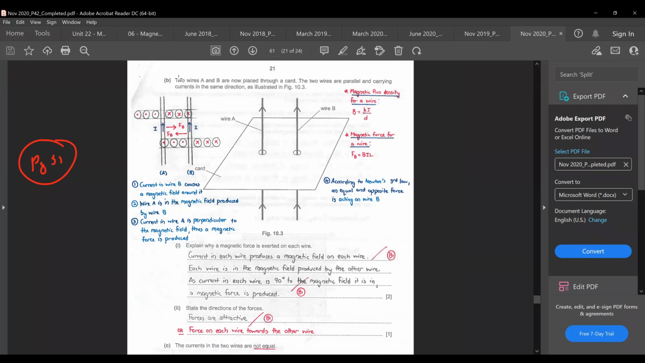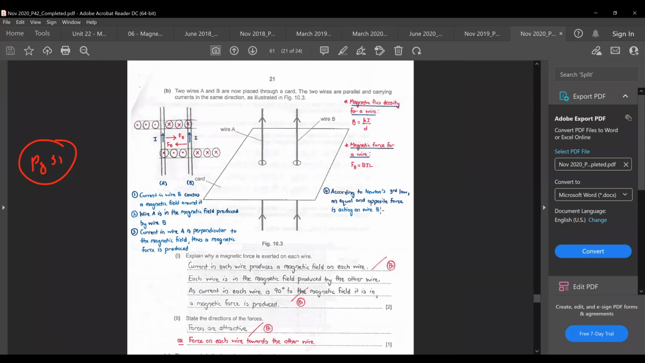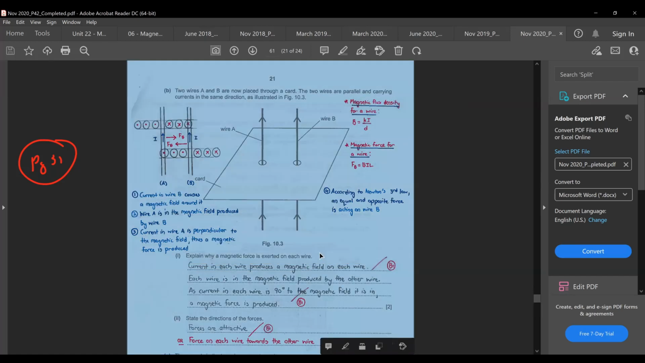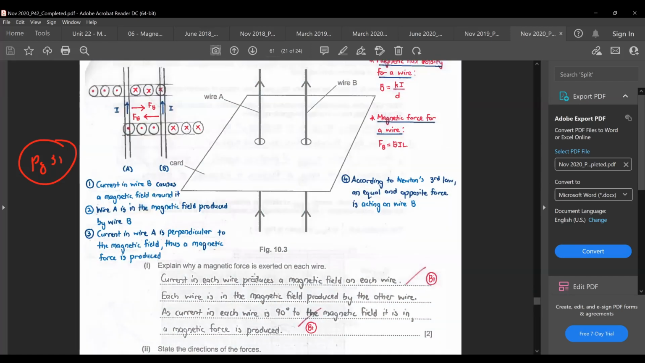Now, if you look at part B on the next page, 2 wires A and B are now placed in the card. The 2 wires are parallel and carrying currents in the same direction as illustrated in figure 10.3. Explain why a magnetic force is exerted on each wire. You can say something like this: current in each wire produces a magnetic field. Each wire is in the magnetic field produced by the other wire. As current in each wire is 90 degrees to the field that it is in, a magnetic force is produced.